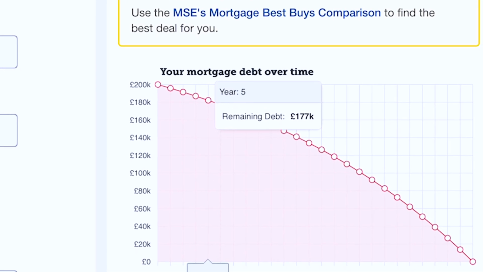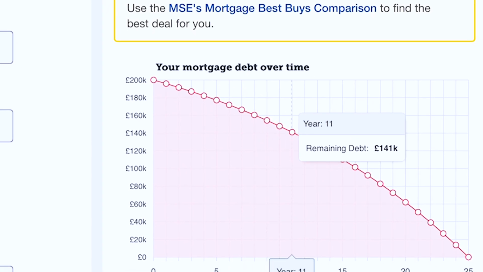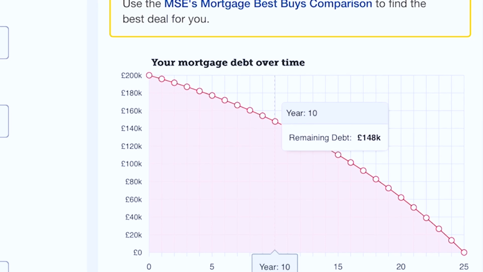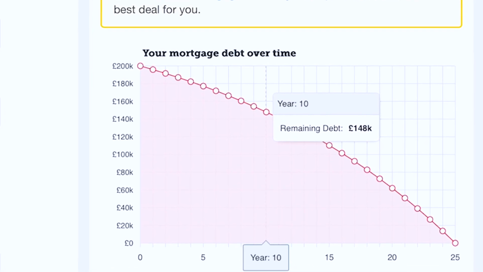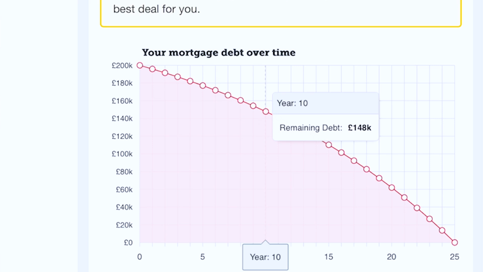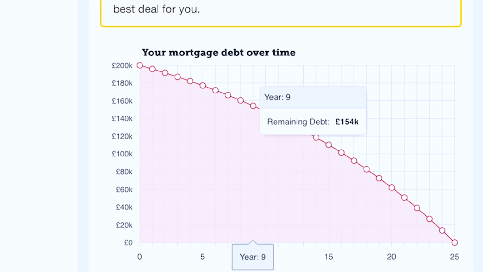And if you go way down, let's go to like year 10, you're still owing about 148,000, meaning just barely 52,000 has been taken off your mortgage. That's in the first 10 years. So what this means is that when you're making your monthly payment, a large chunk of it actually goes to your interest, with just a little going into your capital.